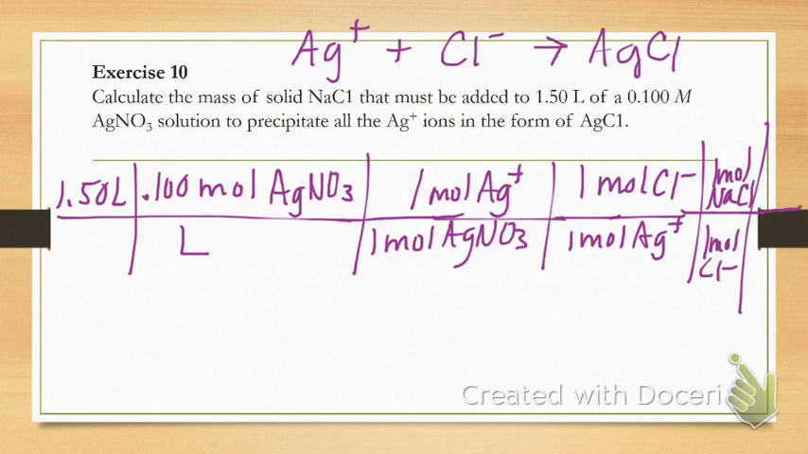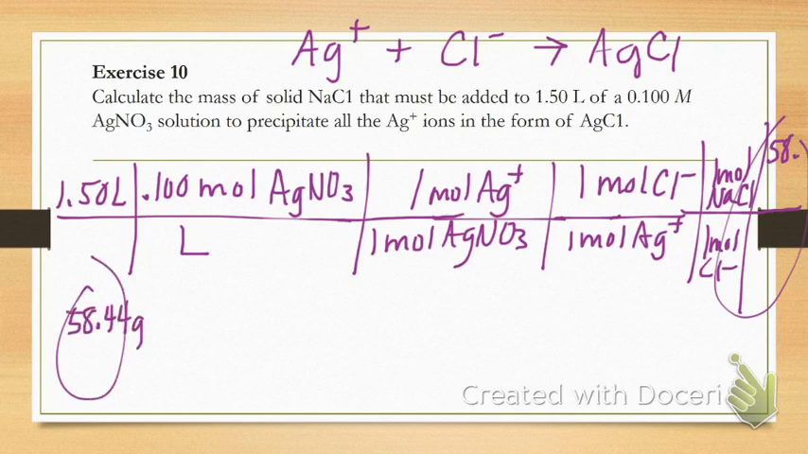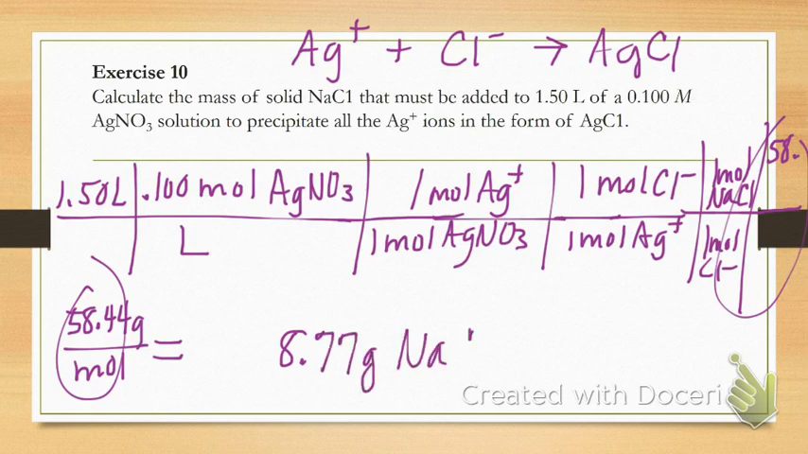Molar mass of sodium chloride. 58.44 grams per mole. Hopefully you had room to put it all in one line. So, calculate that, crossing out the units. I'll try to write smaller next time, sorry. And that gives me 8.77 grams of sodium chloride.